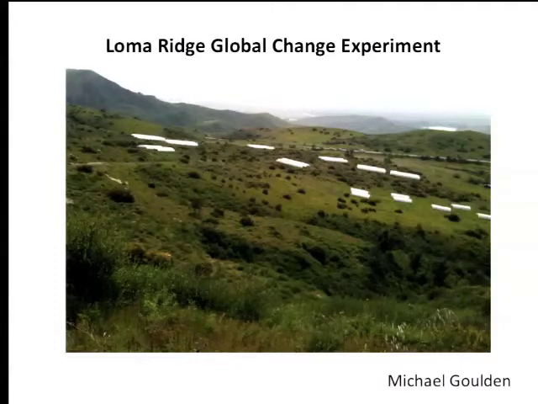But for our purposes, we wanted to take advantage of this really great global change experiment that is led by Mike Goulden, who's in the Earth Systems Science Department at UC Irvine. And so he set up this experiment in both coastal sage scrub and grassland ecosystems nearby. They're right next to each other. And as you can see, he manipulated precipitation. So here you see the rain covers on some of the shelters at the experiment.